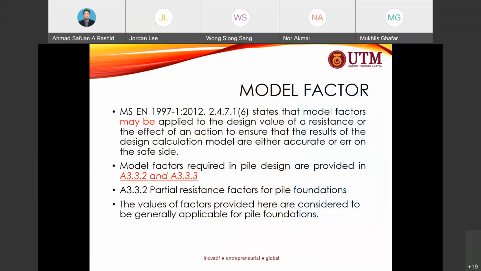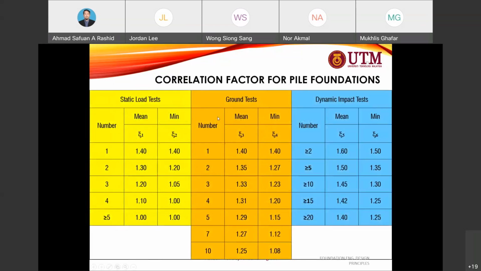So we have here the model factor, which may be applied to the design value of the resistance or the effect of the action to ensure that the result of the design calculation model is either accurate or on the safe side. The model factor will be applied later on. That is what we call zeta. This is zeta.